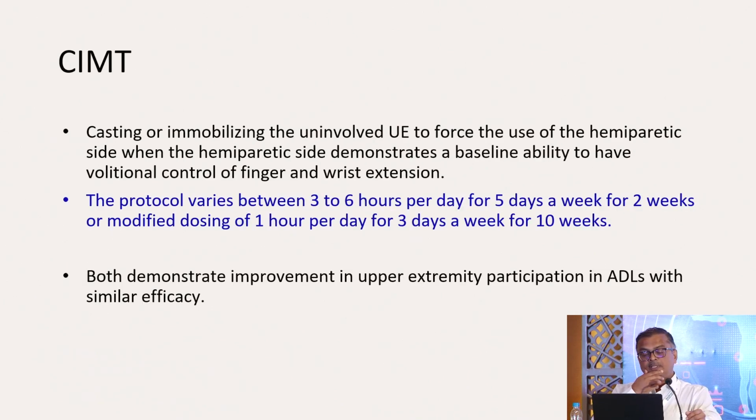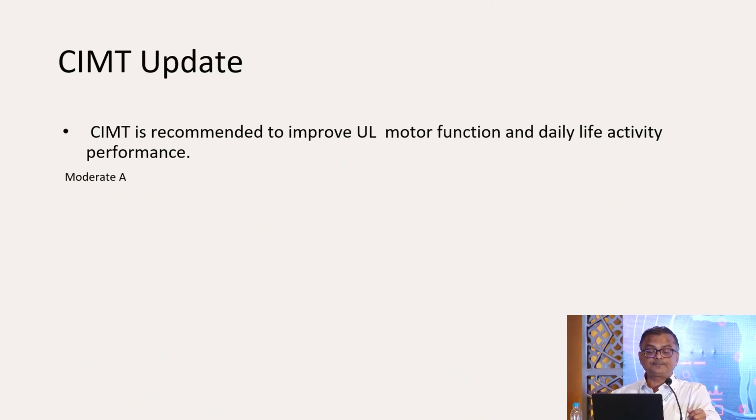CIMT, the protocol varies from 3 to 6 hours per day. CIMT you will get as a short note, or even in the practical examination. So 3 to 6 hours per day for a 5-day week, for 2 weeks, or it can be modified as 1 hour per day for a 3-day week, for 10 weeks. Both demonstrated improvement in upper extremity participation as far as ADL is concerned. It is recommended to improve UL motor function and ADL.